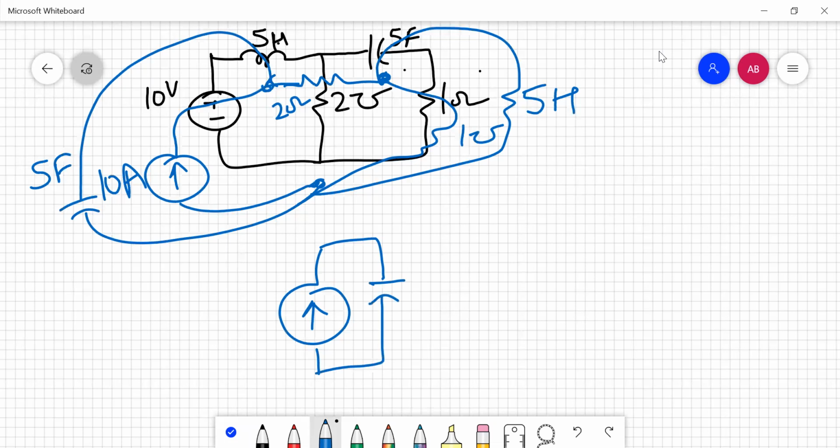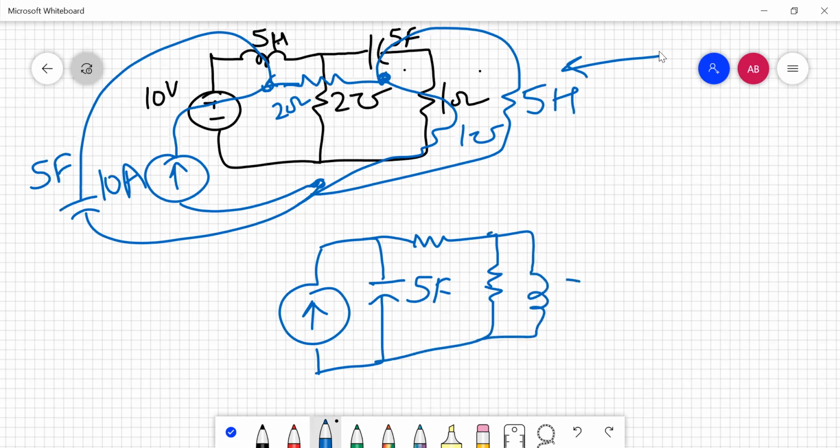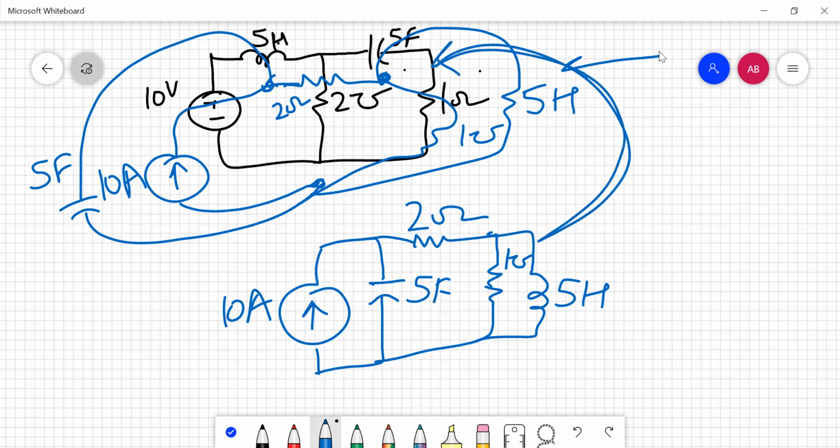Otherwise, if you draw only this in the exam, you are not going to get the marks. So you need to draw the final design that you have just got and write all the values here. So this becomes my 5 Henrys, this becomes my 1 mho, and this becomes my 2 ohms, and this is the value of 10 amperes. So this is my final circuit that is the dual circuit. So these both are dual of one another.